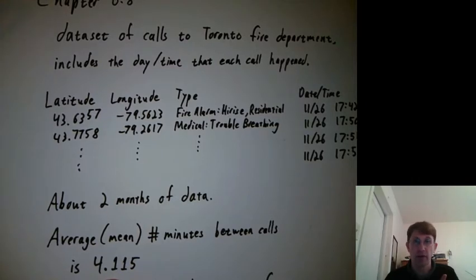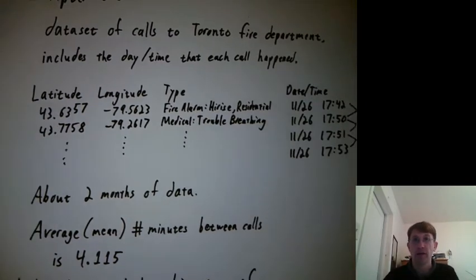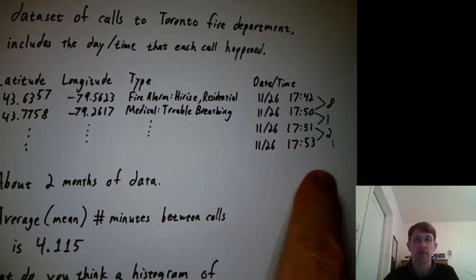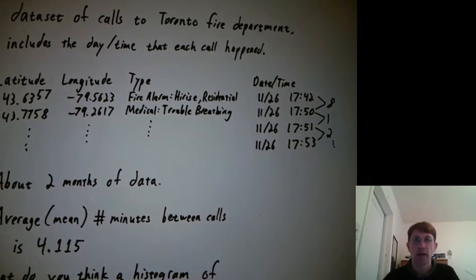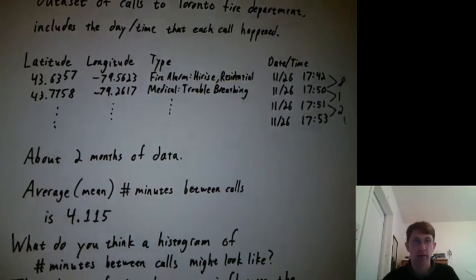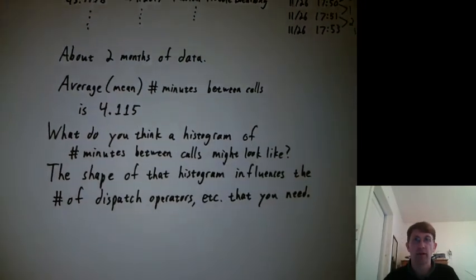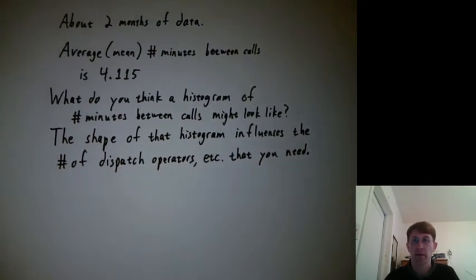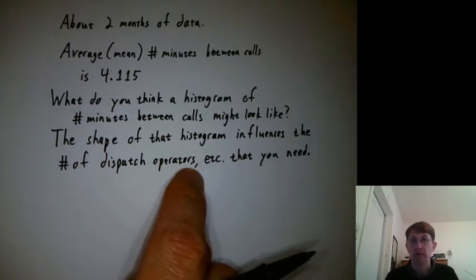and the average of all those numbers was just above 4. So what do you think if I made a histogram of all these numbers, the 8, the 1, and the 2, thousands and thousands of these, with an average of 4.1-ish, what do you think that histogram might look like? Now, the shape of this histogram will influence how many dispatchers you need to handle the load without getting busy during surges. So it's a pretty important thing to think about.